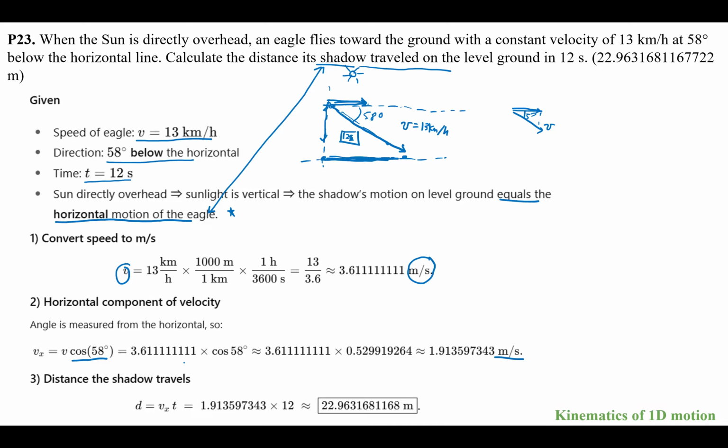And then the distance the shadow travels is Vx times t. We know the horizontal velocity, and the time is given already, 12 seconds. So that distance is going to be this distance. Okay.